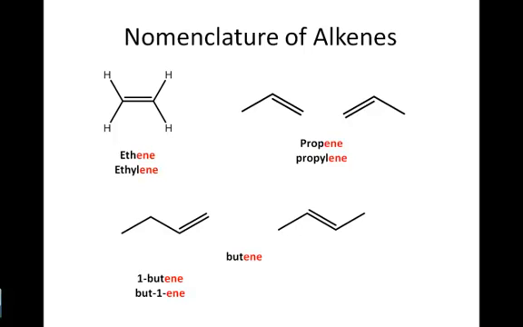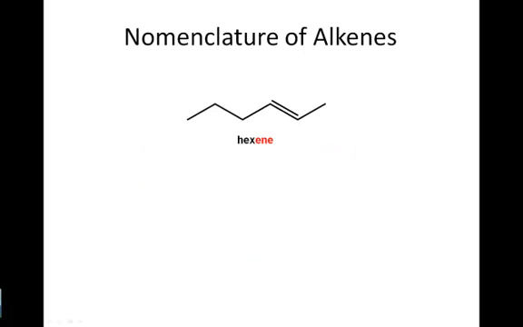You might also see this referred to as butene, and either one of those is correct. I'm going to go with the 1-butene nomenclature because that's what your book uses. Our second compound on the right, we would call 2-butene or but-2-ene. Again, either one of those would be correct.